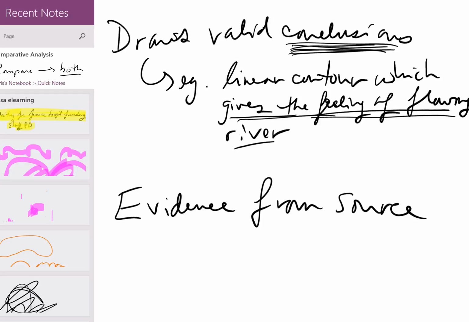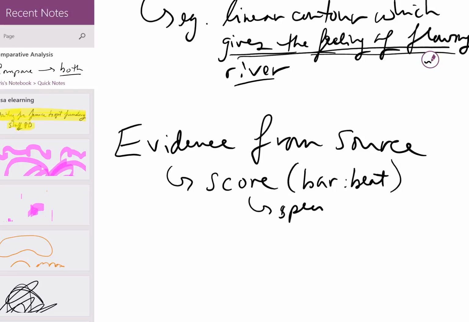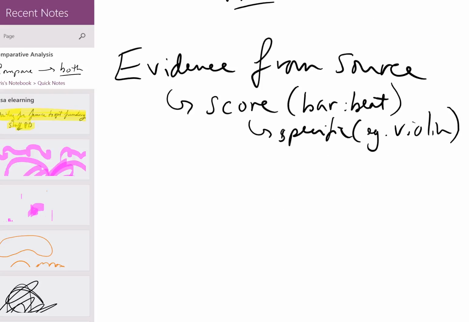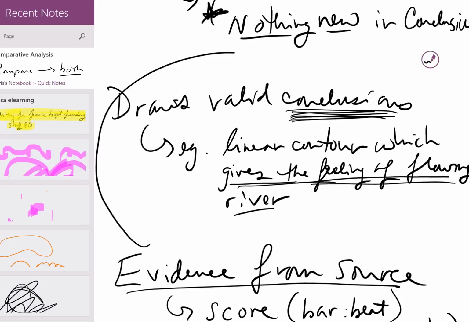So if you're talking about a linear contour, give me an example of where this happens. This is perhaps from the score in terms of bar and beat number. So it could be bar 41, but it happens in beat 3. And it should be really specific. For example, this could be happening in the violin part, or this could be happening in the violin and viola parts. And that's why the beat is so important in there. It starts on such and such a beat. The evidence from the score is going to support your valid conclusions.